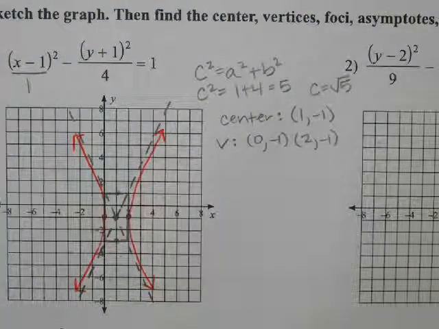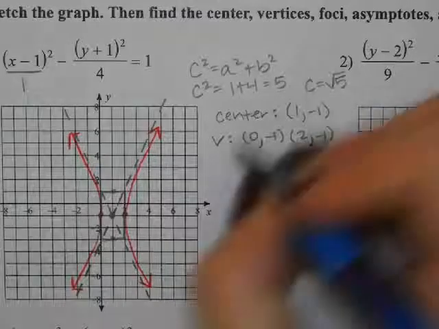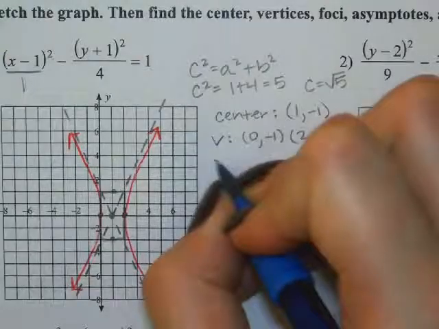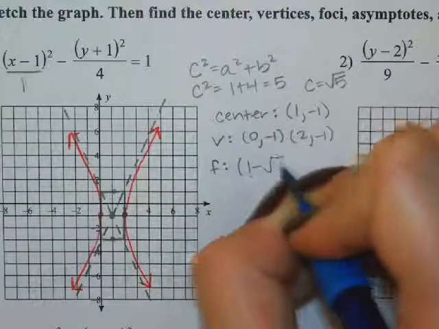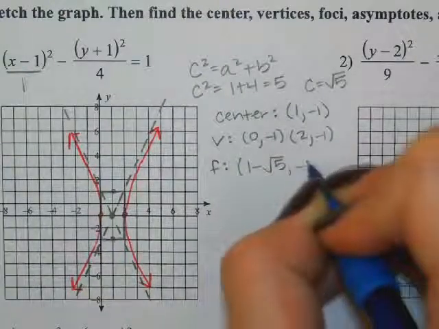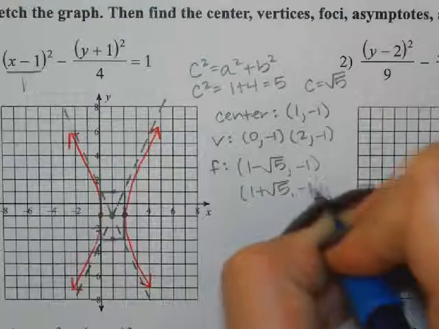All right, so from the center, we're going to go to the left square root 5, and we're going to go to the right square root 5. So 1 minus square root 5, negative 1, and 1 plus square root 5, negative 1.